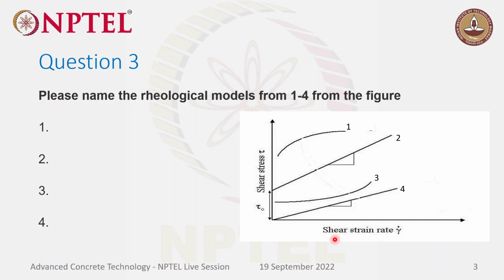Here the x-axis is shear strain rate, and the y-axis is shear stress. You have to find the correct rheological models, naming them 1, 2, 3, 4. At least everyone should know what number 4 is. What is rheological model number 4? It's very simple. And 2 is also quite simple, but for 1 and 3 you have to be sure. If you have gone through the lectures, you know the answer.